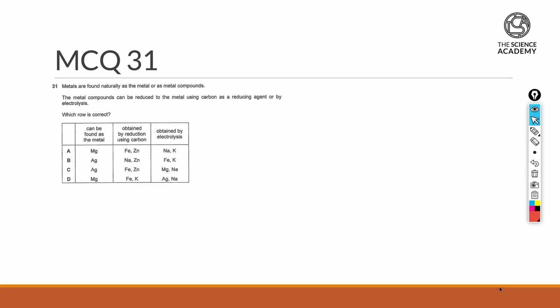MCQ 31 is with regards to how metals are found naturally, and a way to do this question is to use the metal reactivity series. So using the shortcut of "please send Charlie, monkey, and zebra in tall lead hunting cages securely gated with padlock," potassium is the most reactive member of them all and platinum is the least reactive member.